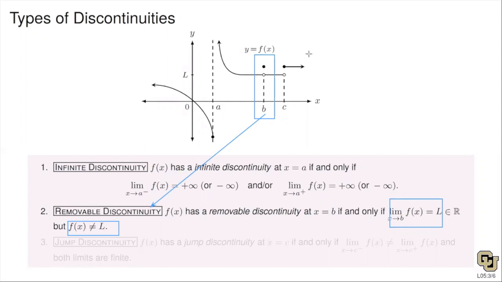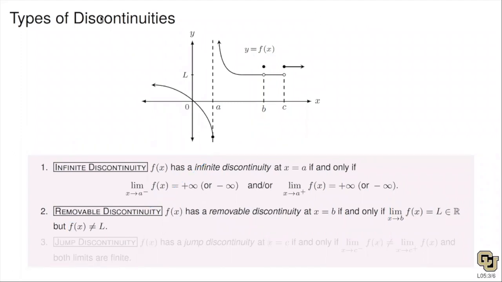Now, for a removable discontinuity, the function does not have to even be defined. Here for this example, I just defined the function at the point, but if the function's totally not defined, that's still a removable discontinuity. The limit exists, but the function doesn't equal the limit.